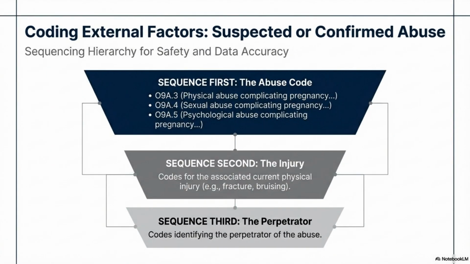When abuse complicates pregnancy, childbirth, or the postpartum period, there's a strict sequencing hierarchy. First, assign the appropriate abuse code: physical, sexual, or psychological. Second, assign codes for the injuries, such as fractures or bruising. Third, assign the perpetrator code. This order ensures accurate reporting and supports both clinical and safety documentation.